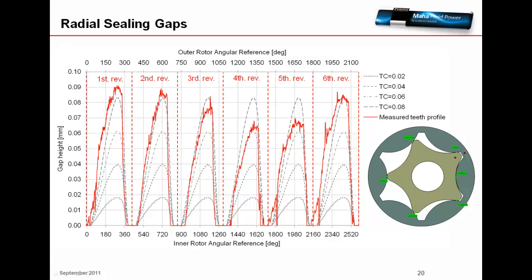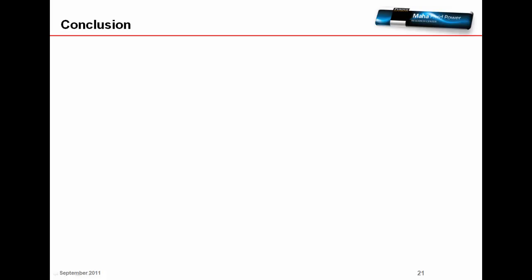Here we see the validation of the geometry of the radial gaps. Because of geometrical tolerances, the measured tip clearance varies when considering different tooth contacts when the gears are meshing. Let me come to the conclusion.